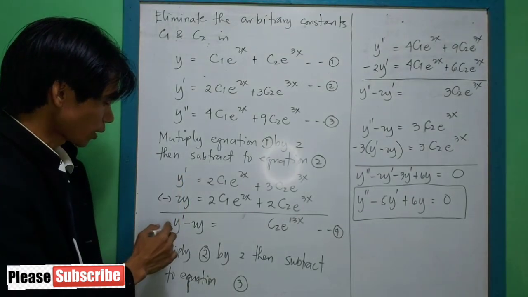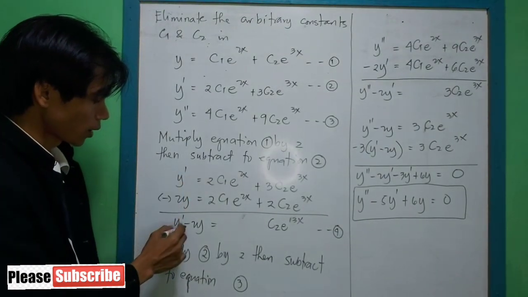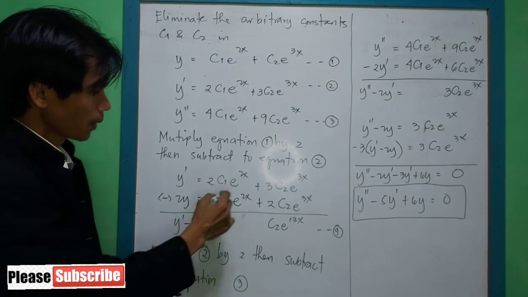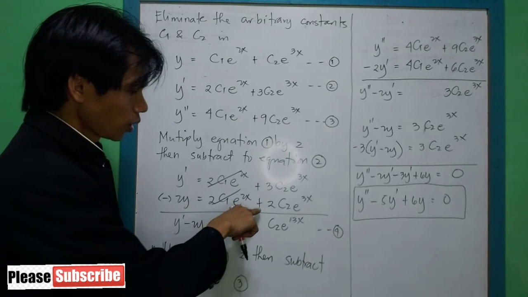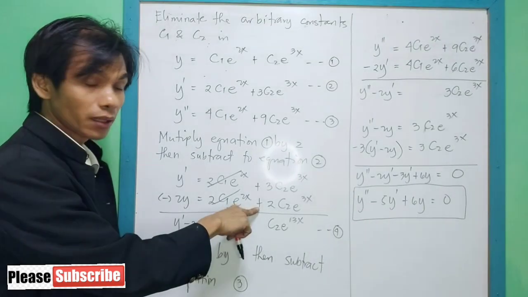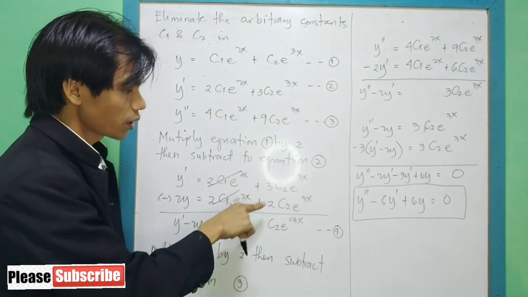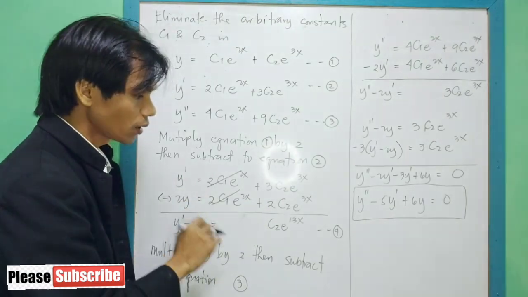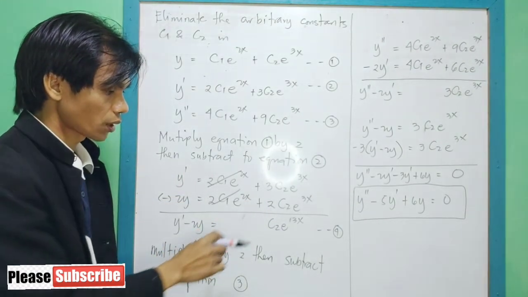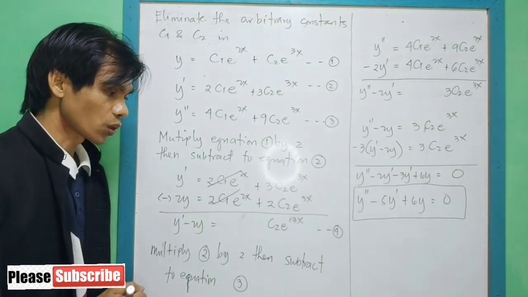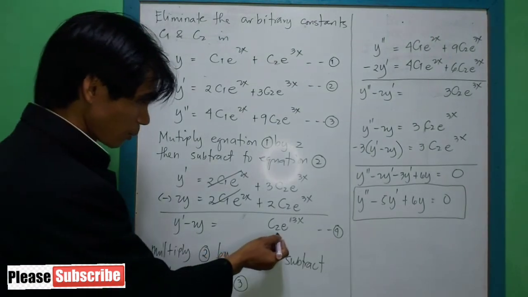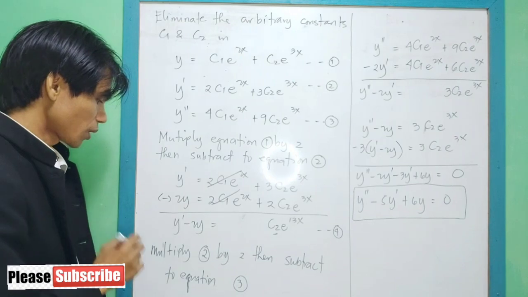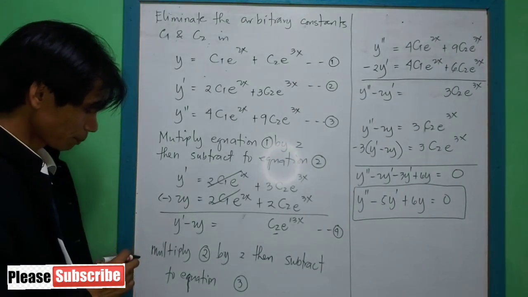So, if we try to subtract that one, y prime minus 2y, magka-cancel out na ito. And then ito, mag-negative, so 3C2 e to the 3x minus 2C2 e to the 3x. So, ang natira ay C2 e to the 3x. So, wala pa. Meron pang C2 dito. So, ibig sabihin, meron pa siyang arbitrary constant.